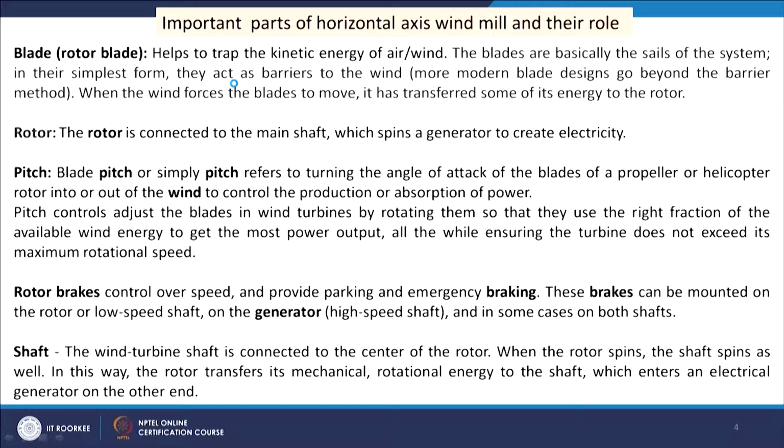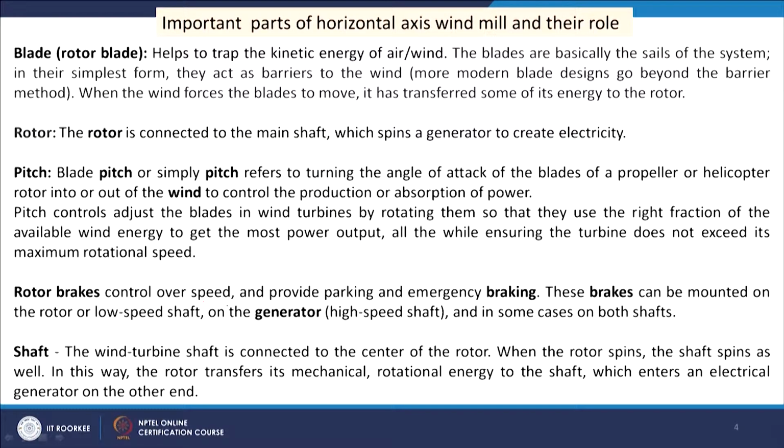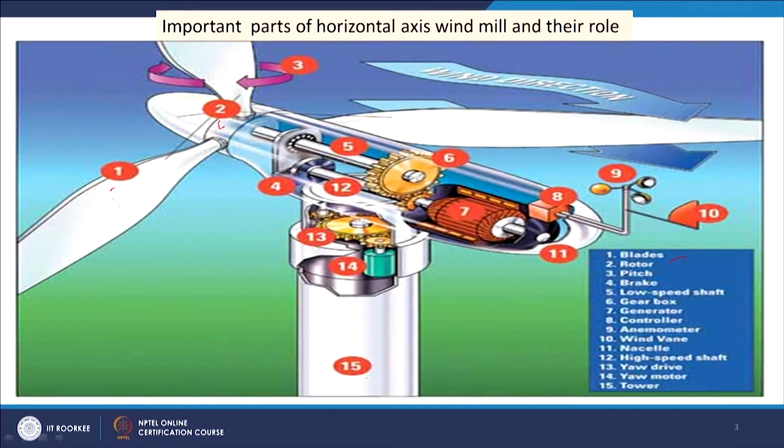And we see the rotor brakes, we have some rotor brakes here. The role of these 4, the rotor brakes, is to prevent very high speed of the axis. So, rotor brakes control overspeed and provide parking and emergency braking. These brakes can be mounted on the rotor or low speed shaft, or on the generator, that is high speed shaft, or maybe in both. So, that way the brakes can work.